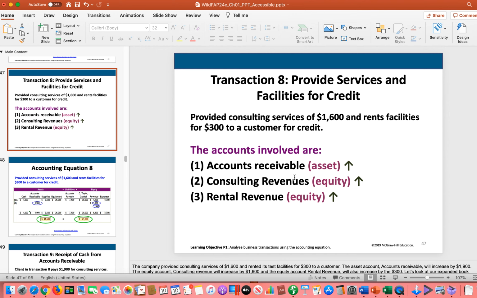So, accounts receivable went up, and revenue, even though he performed the service on credit or on account, you still count it as a sale. So equity went up because consulting revenue went up. Rental revenue went up. And when he rented out part of his building on credit, he did not get the rent immediately, he's going to get the rent later. That's why it's a receivable. But rental revenue went up.